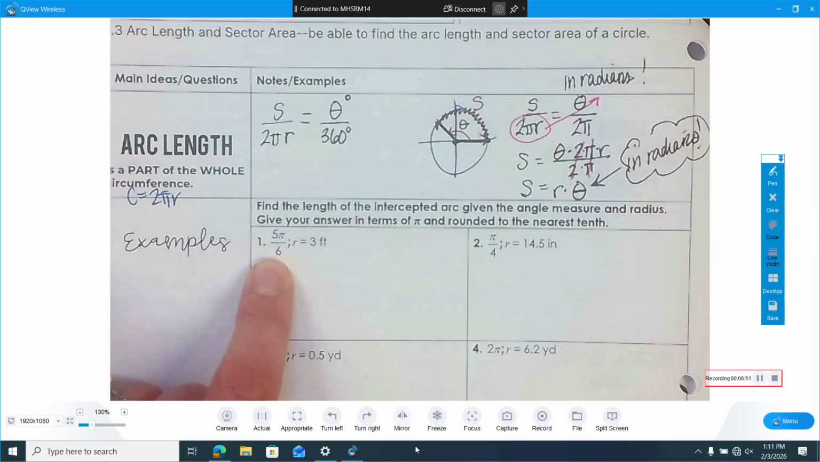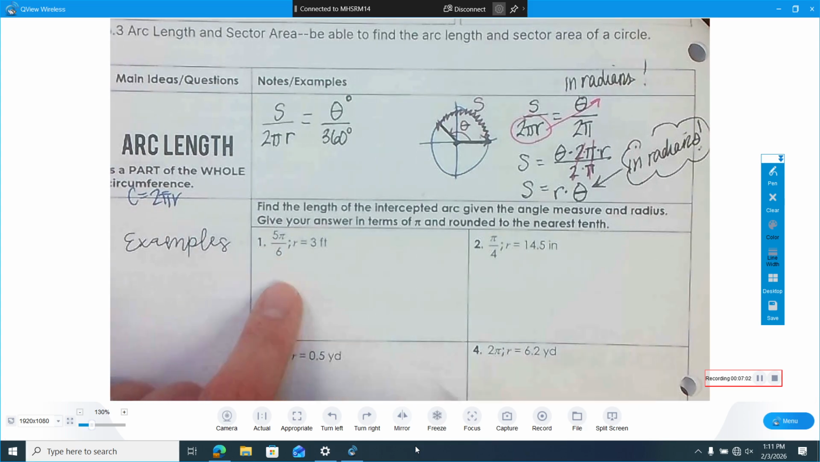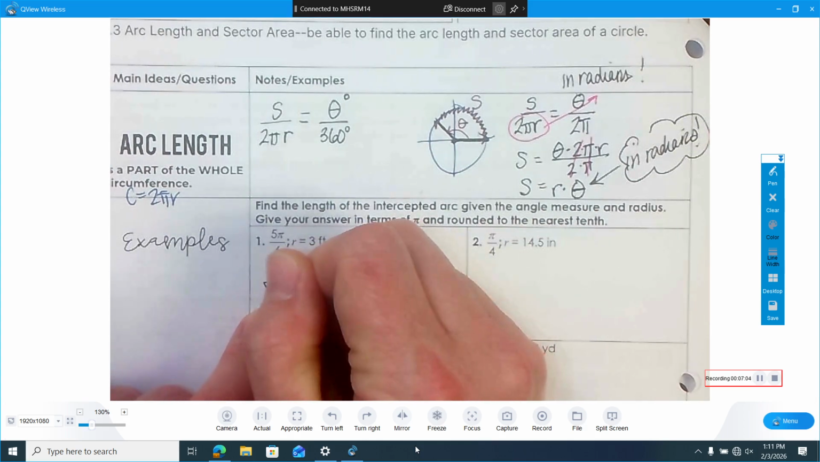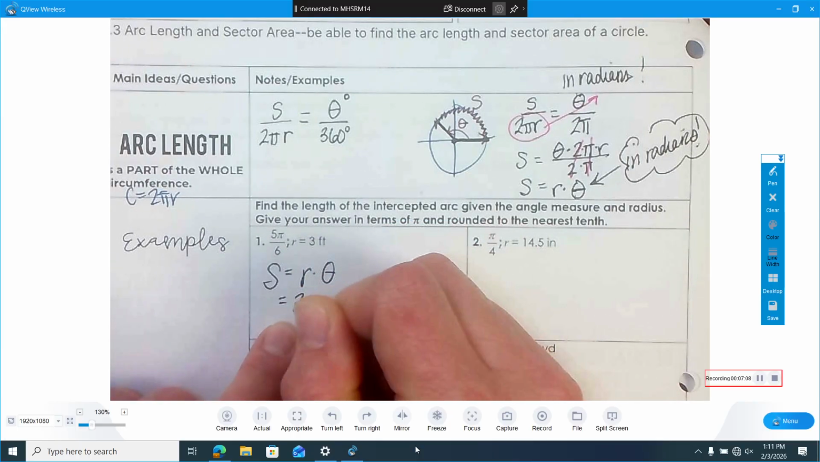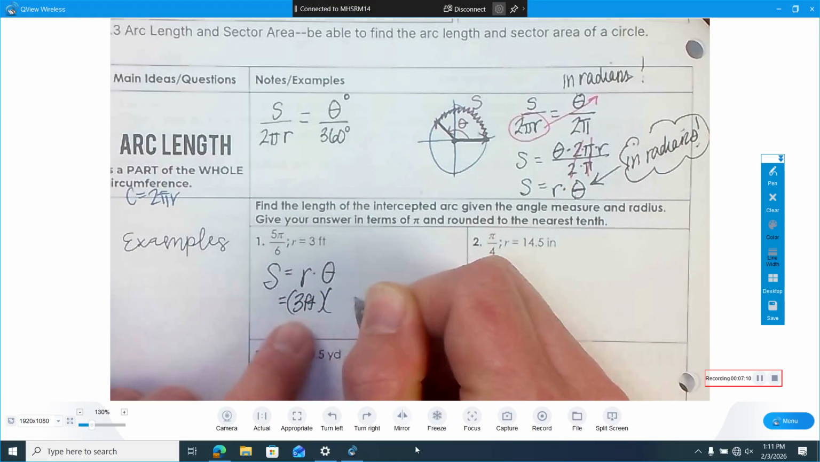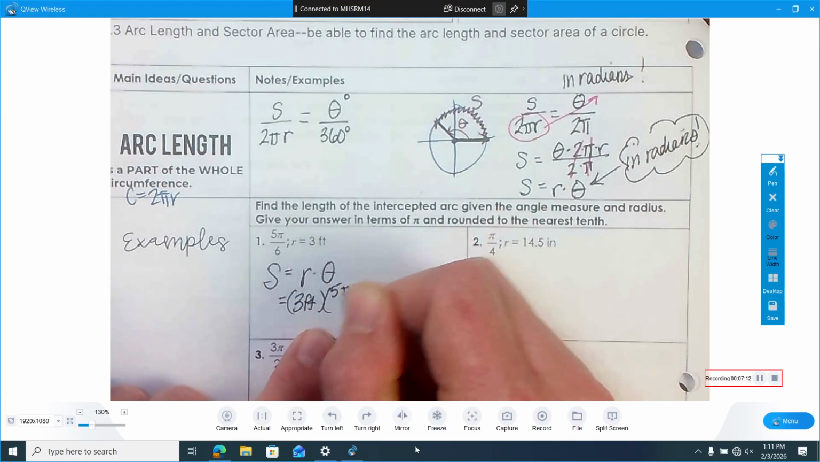So here we have an angle measure of 5 pi over 6. Is that in radians or degrees? How do you know it's radians? No degree symbol. Thank you for saying that. It is because there's a pi there. But we have our lovely little formula, S equals R times theta. So our radius is 3 feet, and our theta is 5 pi over 6.